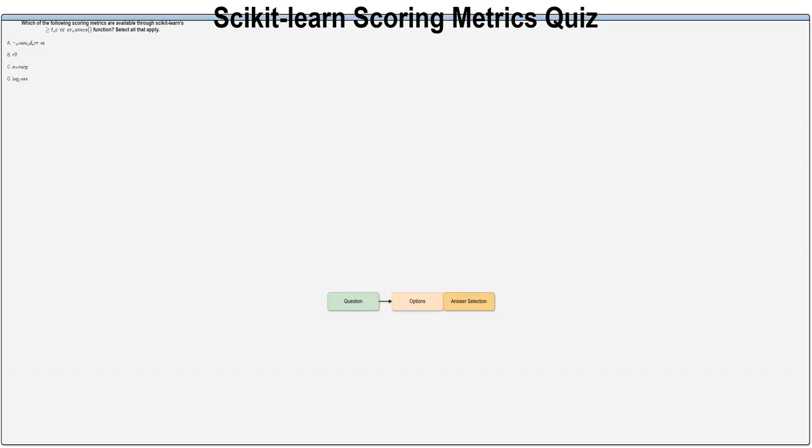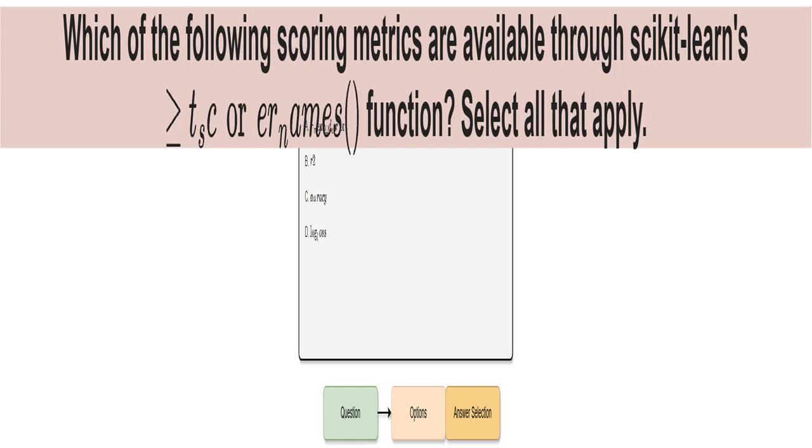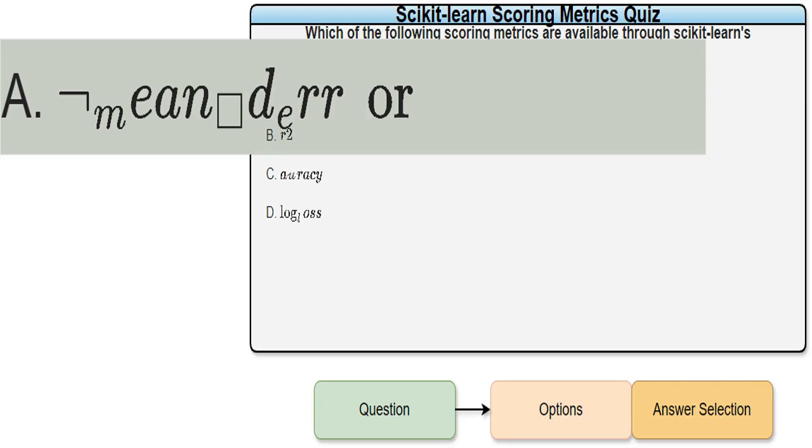This quiz focuses on Sklearn, a powerful Python library for machine learning. I'll test your knowledge of the different scoring metrics it offers. Specifically, I want you to identify which metrics are available through a function called _get_scorer_names. This is the core question. I'm asking you to pick from a list of scoring metrics to find the ones that are actually part of Sklearn.